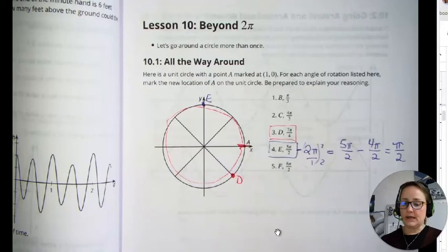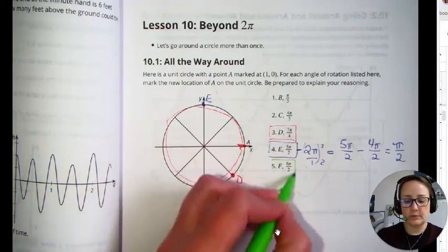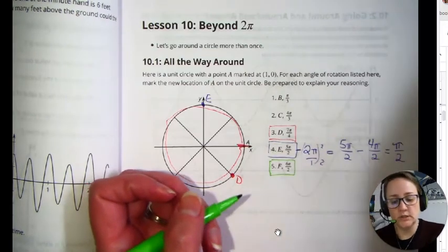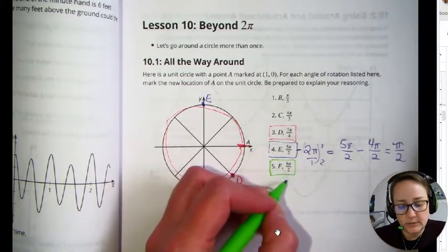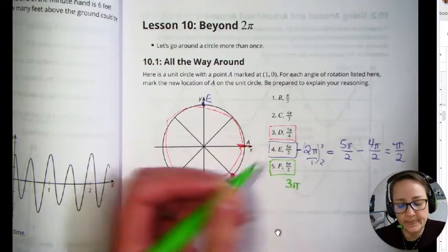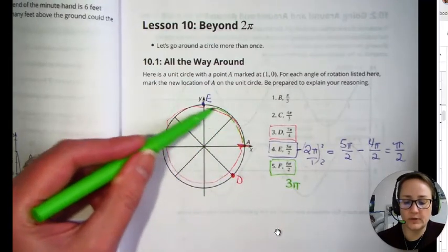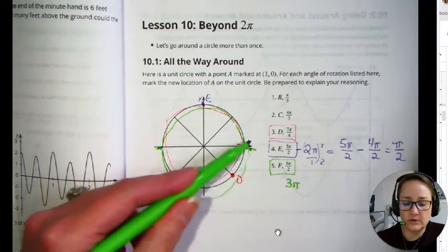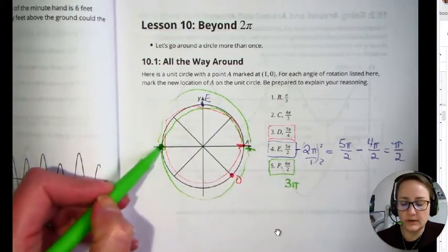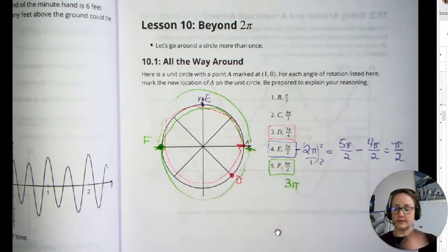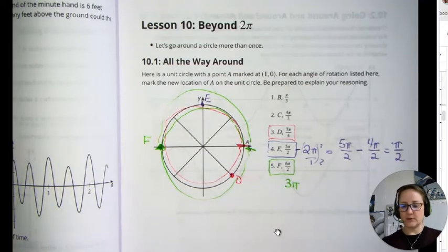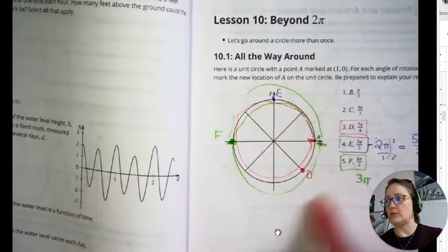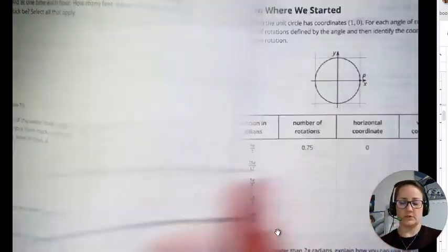Okay? And 6 pi over 2, well, maybe what you're doing is thinking, well, 6 pi's divided by 2 is 3 pi. And so what we would have is 1 pi here. 2 pi is all the way around the circle, and now we've got a whole extra pi here at F. So we're not locked to just 0 to 2 pi. We can keep on going around and around and around the circle as much as we want.